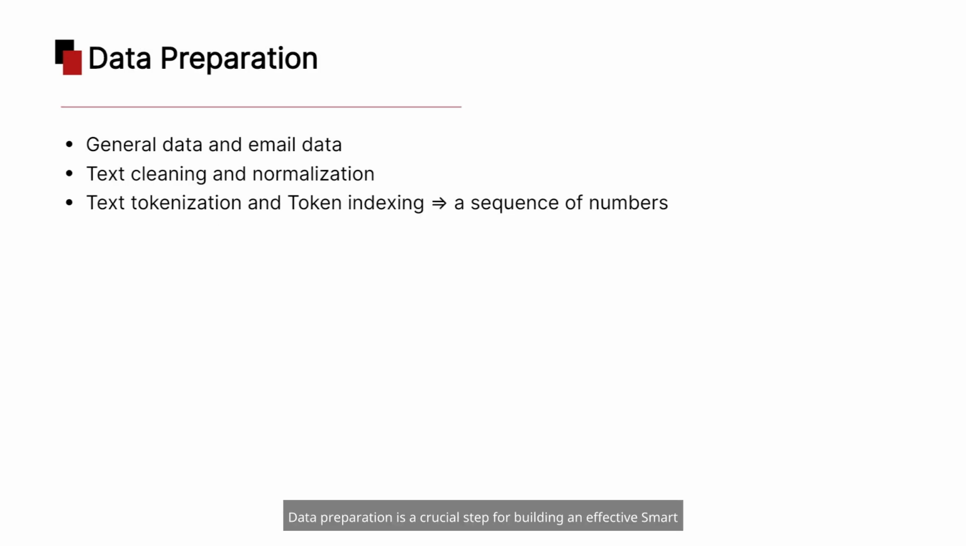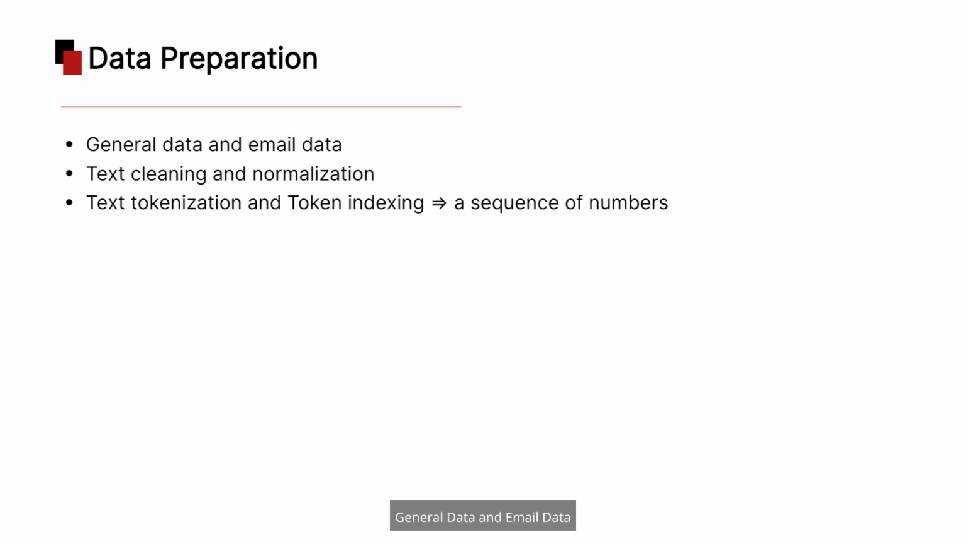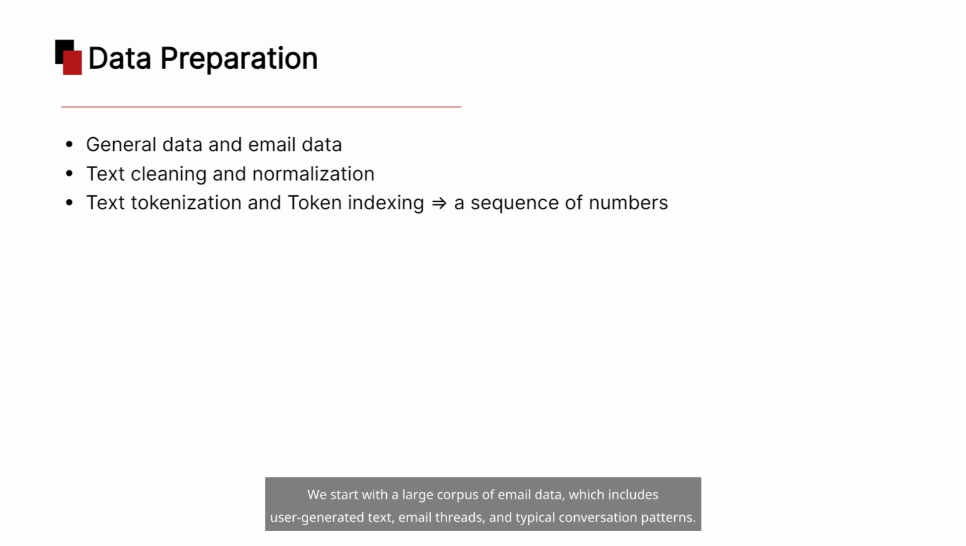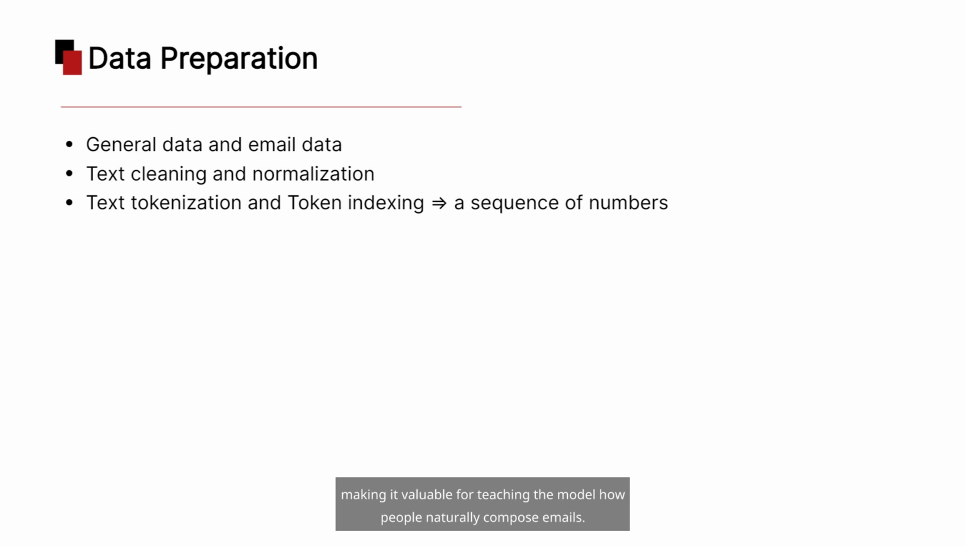Data preparation is a crucial step for building an effective Smart Compose model, ensuring that the raw input is transformed into a format the model can understand and learn from. First, general data and email data. We start with a large corpus of email data, which includes user-generated text, email threads, and typical conversation patterns. This data is highly domain-specific and reflects real user language, making it valuable for teaching the model how people naturally compose emails.